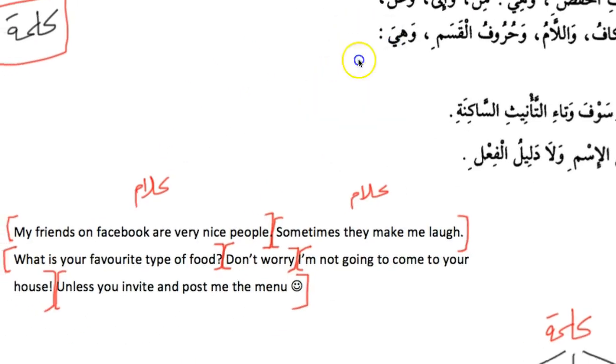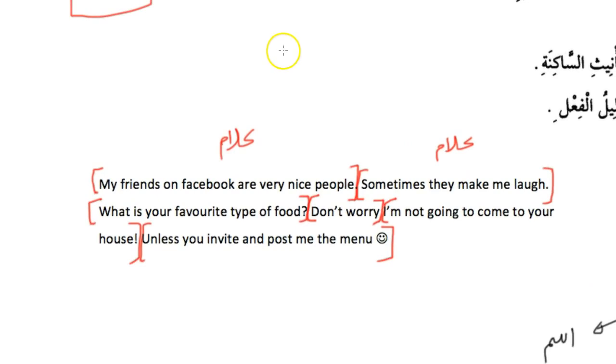If you go to this English one over here, it says, my friends on Facebook are very nice people. Sometimes they make me laugh. So in this sentence, you have words which we call isms, nouns. A noun basically is a word which has the meaning of something, but does not mean past, present, or future.